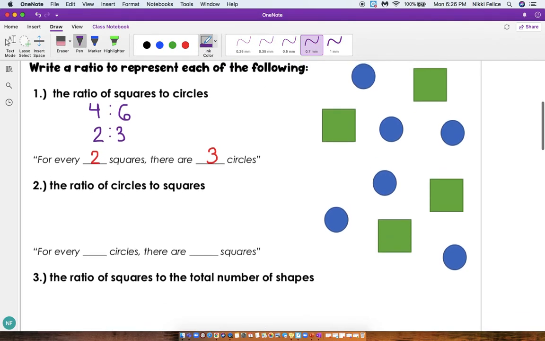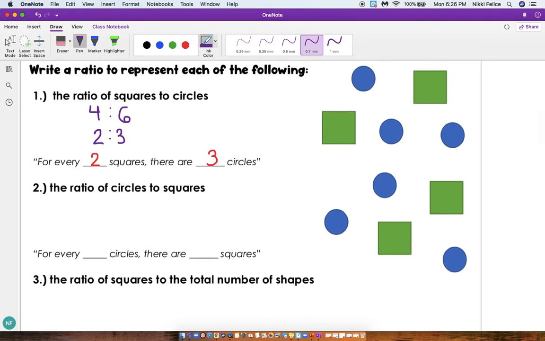Now for number 2, we want the ratio of circles to squares. Very similar, but it's in the opposite order. So there are 6 circles for every 4 squares. And if we simplify that, our ratio would be 3 to 2, which means for every 3 circles, there are 2 squares. Very similar to what we had in the first one, but reverse order.